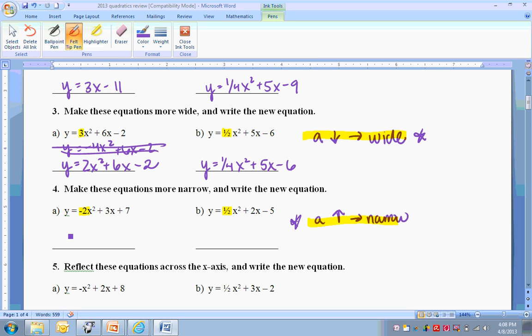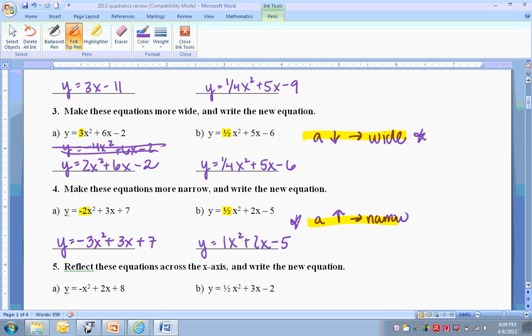So looking at part A, we need a number that is larger than y equals negative 2x squared. Now remember, I'm ignoring my sign, so I make sure that my sign stays the same, and I need a number larger than 2. So I'm going to say y equals 3x squared plus 3x plus 7. And that graph will be narrower than the original equation. Now again, I need a to be larger, so I'm going to make this y equals 1x squared plus 2x minus 5. So my graph will be narrow. Right. So those two are the answers to number 4.